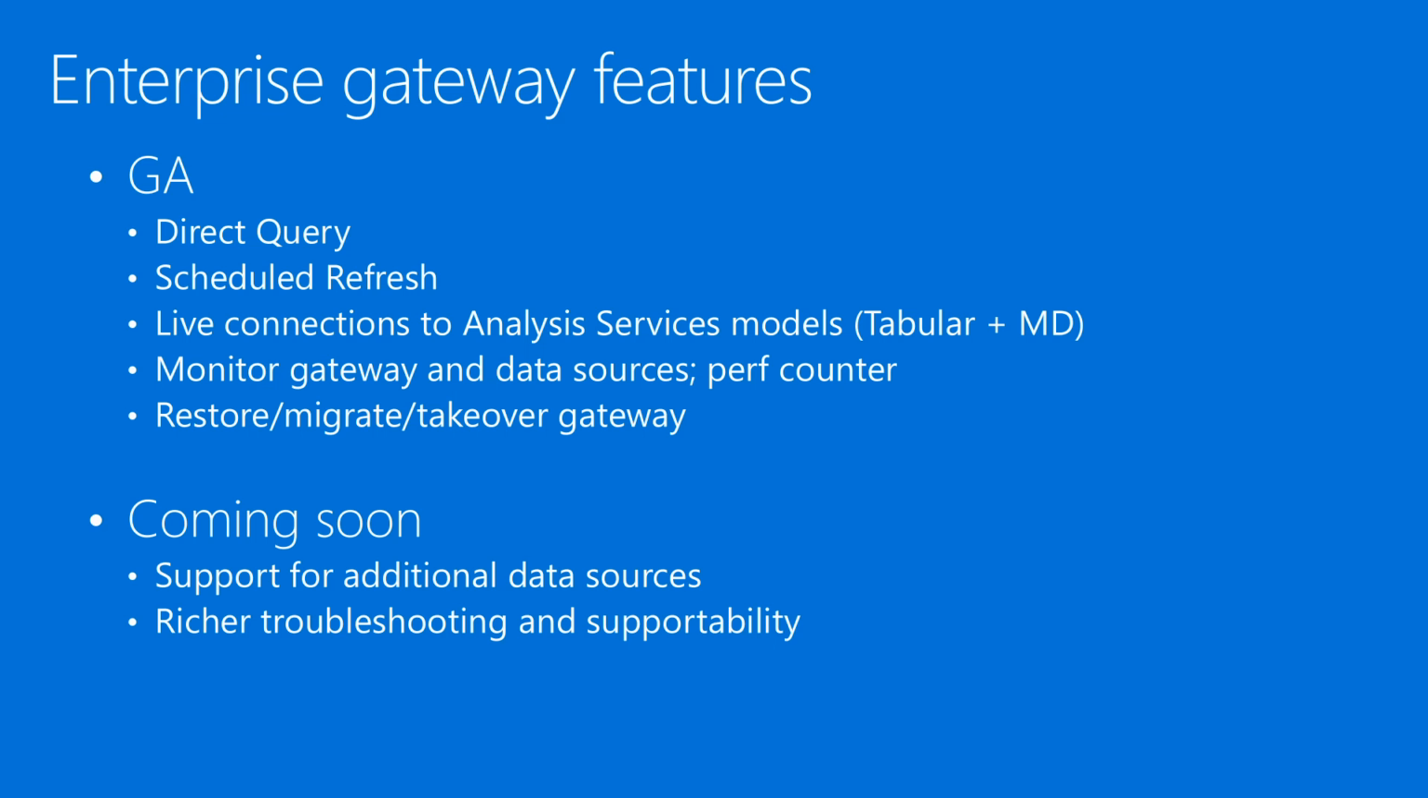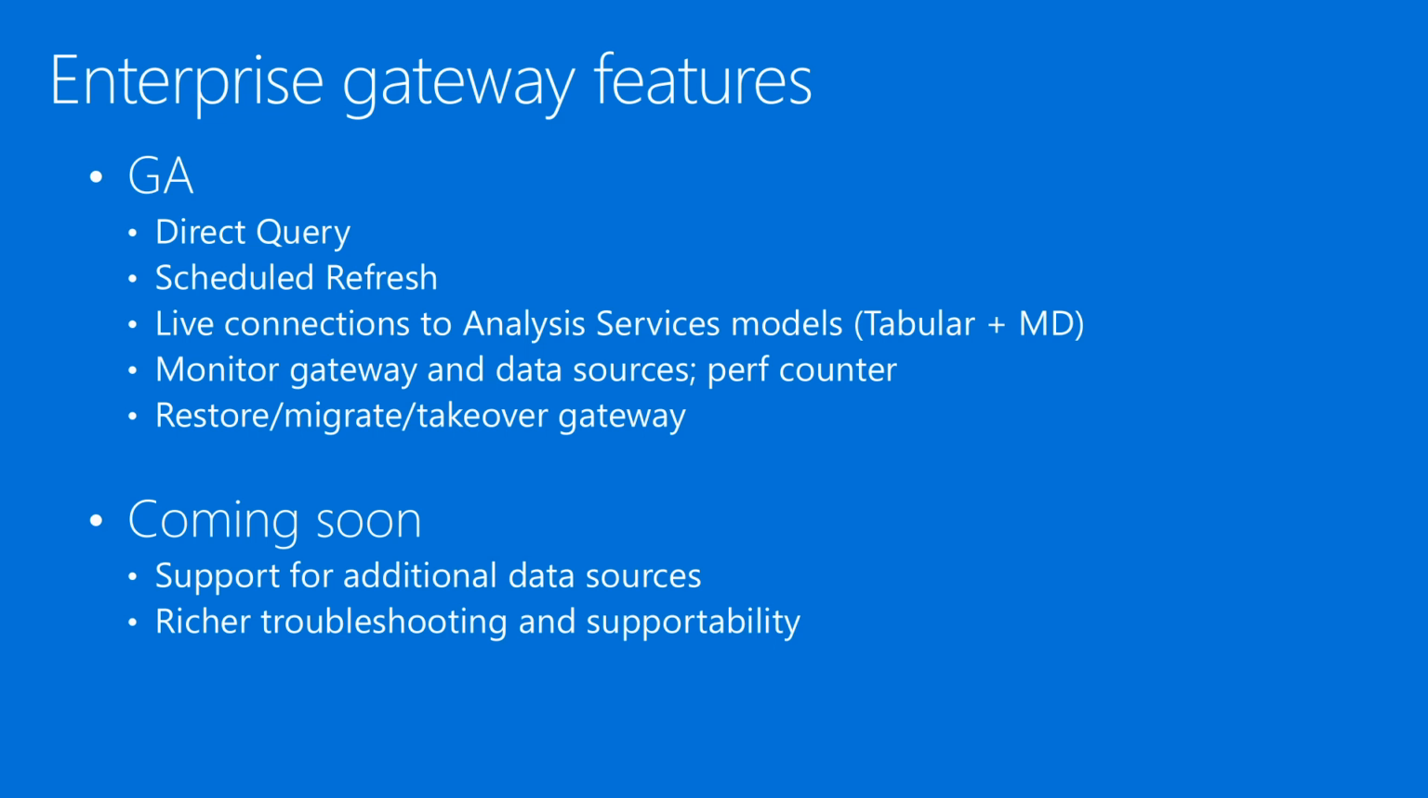Monitor gateway and data sources perf counters. As I mentioned, if you are an admin on the machine where the gateway is running, you can see the counters and you can decide whether you want to scale up or down for that gateway and whether you want to move different data sources to run on different gateway on a different machine. And restore or migrate or take over the gateway. If for some reason the machine is offline, you can, using the recovery key, have a new gateway servicing the same list of data sources.